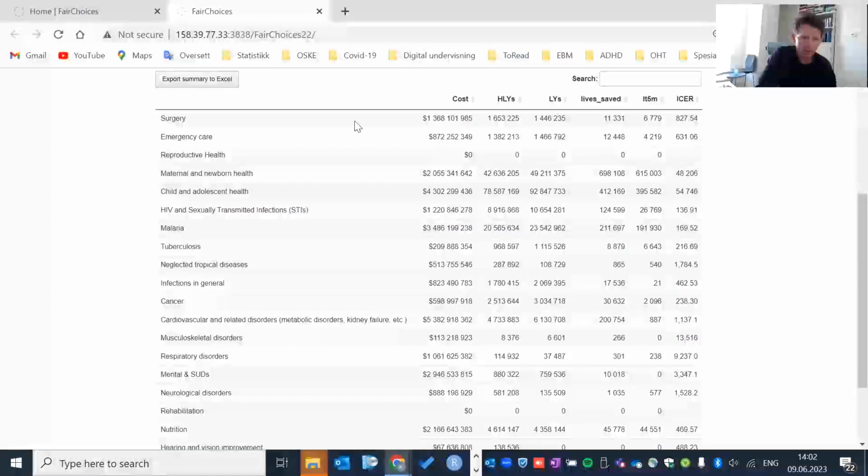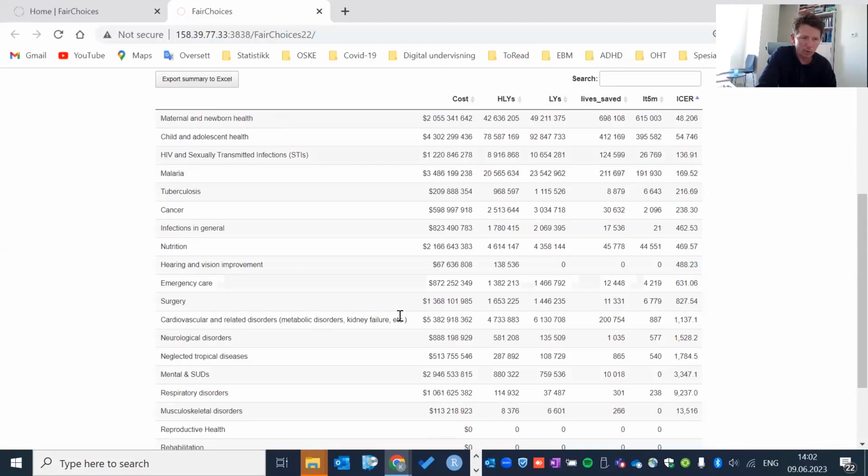And you can also get information for each program. You get information for the 10-year cost, the healthy life years, lives saved, under 5 mortalities averted, and the ICER for the whole package. And we can sort the programs by their cost effectiveness, and we can see that it's maternal and newborn health. That's the most cost effective package, and that's at 48.2. And child and adolescent health, the second most cost effective package, it's at 54.8, and HIV and STIs at 136.